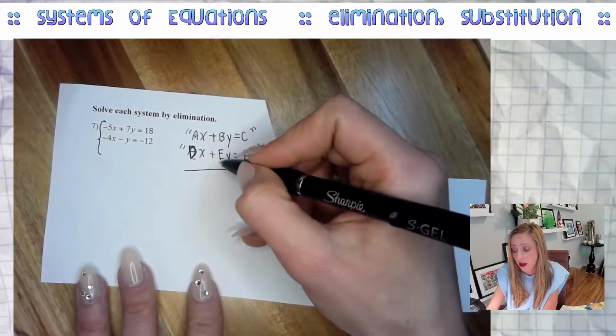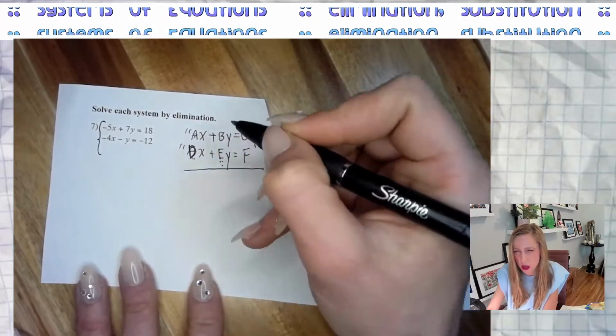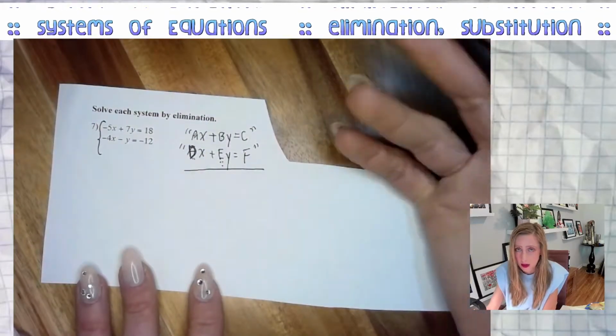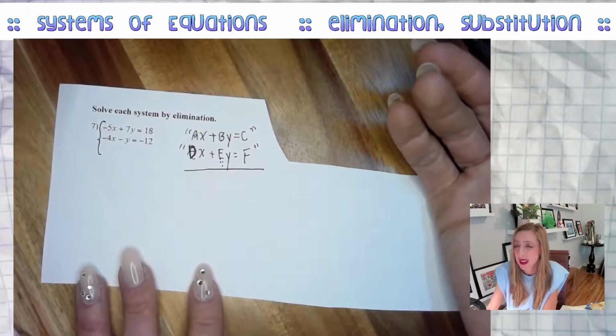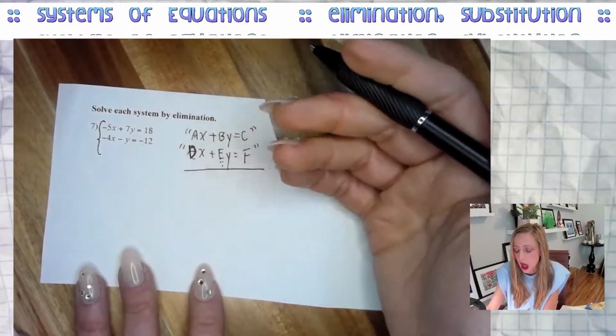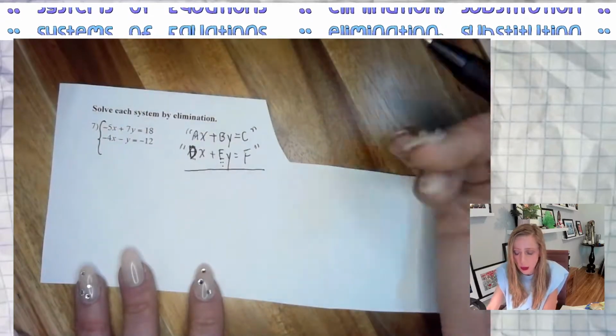If they're both 5y, positives, well, I'm going to subtract my whole bottom equation from my whole top equation. 5y, take away 5y, gone. Y is no longer in the equation because we eliminated it, and we'll just deal with the x. All right? Or you eliminate the x's and we deal with the y's.